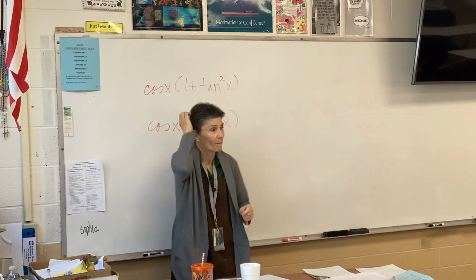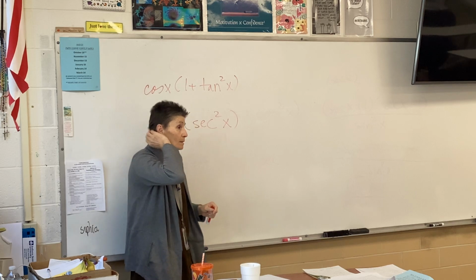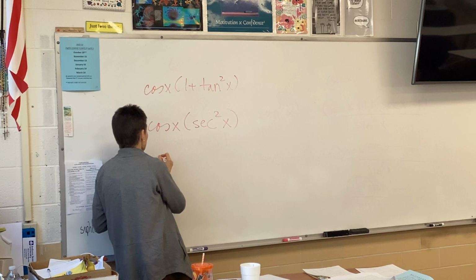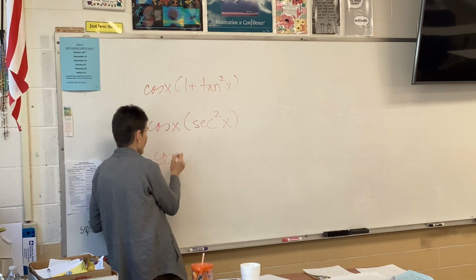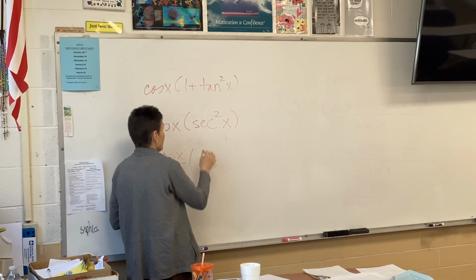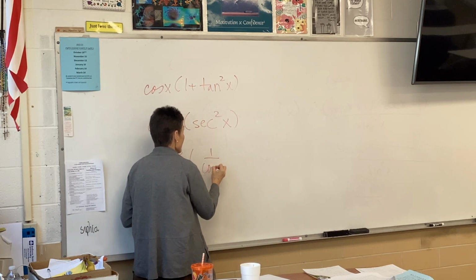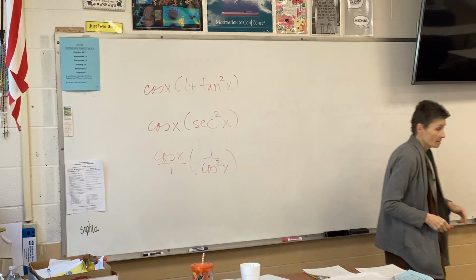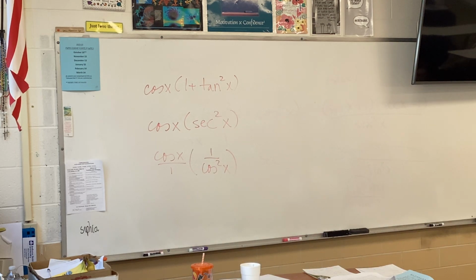tell me what you know about secant. It's the reciprocal of the cosine. So now I have my regular old cosine here, but it's being multiplied by 1 over cosine squared. Secant squared, reciprocal of cosine, 1 over cosine squared. You might write this down right here. All right? So tell me now, what happens?